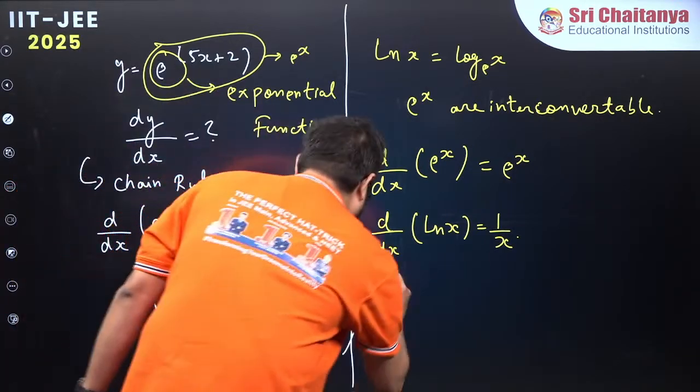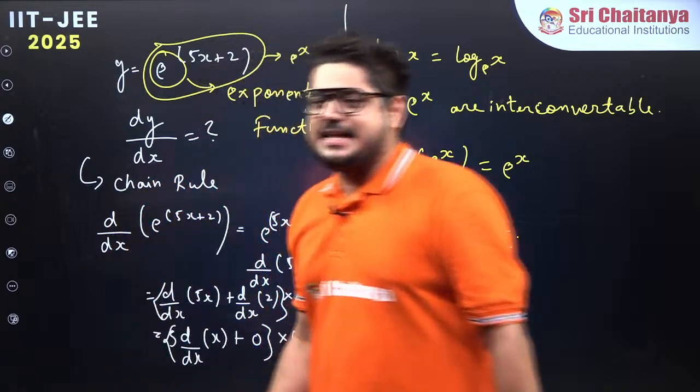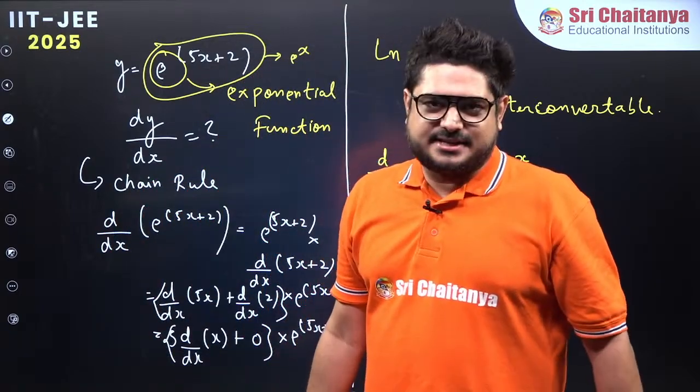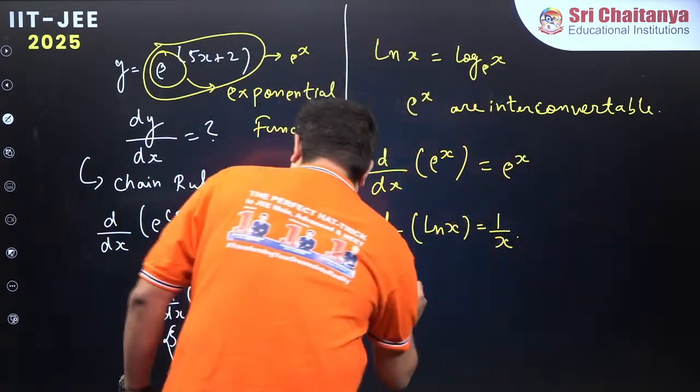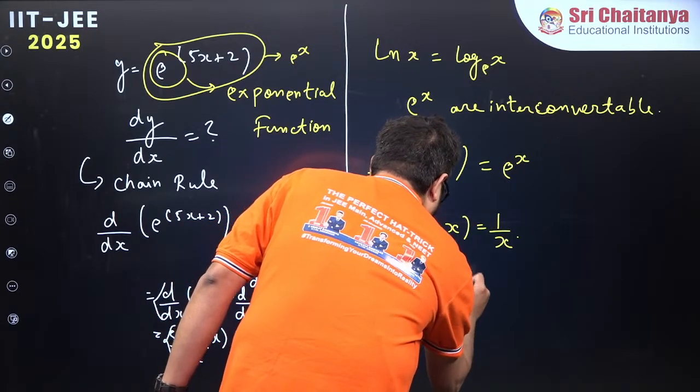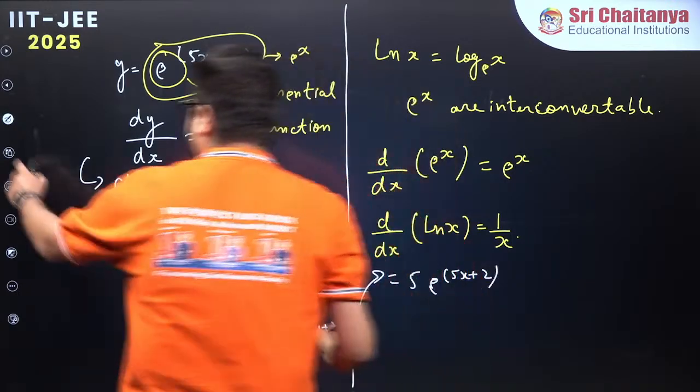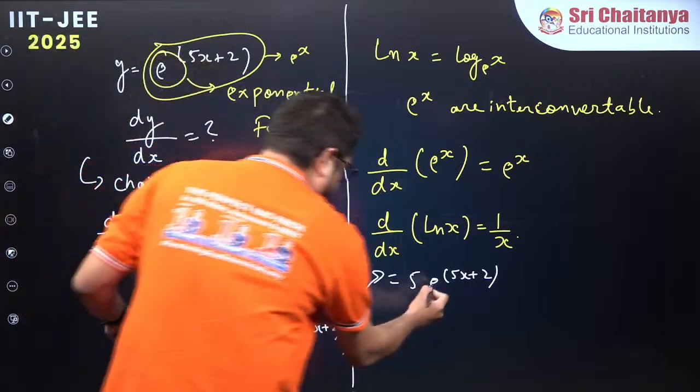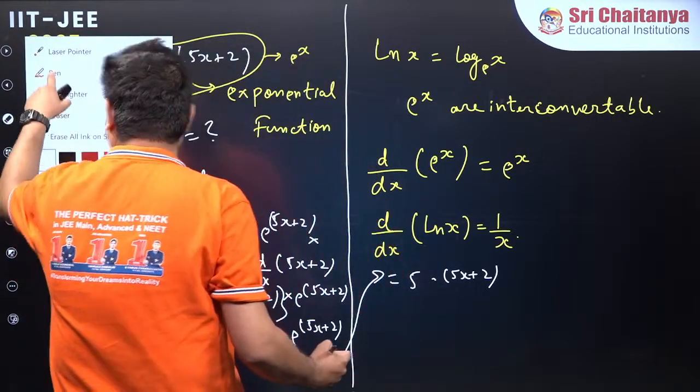If you solve this, you know that d by dx of x is equivalent to 1, isn't it? So I can write it as 5 e to the power 5x plus 2 is going to be the answer, and most of the students answered it perfectly.